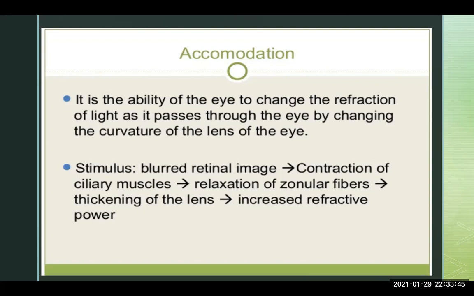So the accommodation, in its simple definition, is an act to increase the power of the eye, to increase the refractive power, or increase the refraction of the eye. So it will be helpful when you have the eye status with less refractive power. So you will need an accommodation to increase the power of the eye.